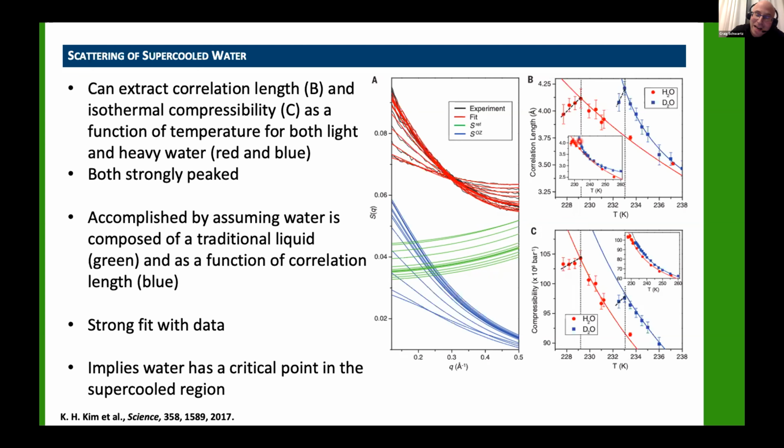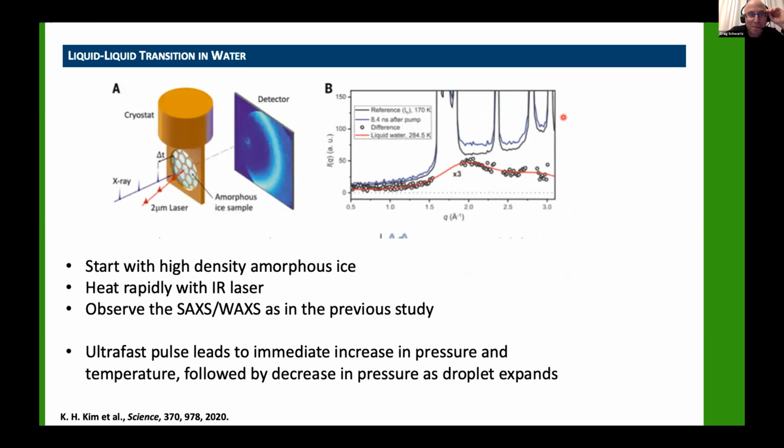But they're not done yet. The Anders group went through and did some more measurements. This is a separate paper. What they're going to do here is start with amorphous ice, which is basically ice that's not well crystallized, and hit it with a 2-micron IR laser. This does two things. Number one, it rapidly heats the sample, and number two, it rapidly pressurizes the sample.